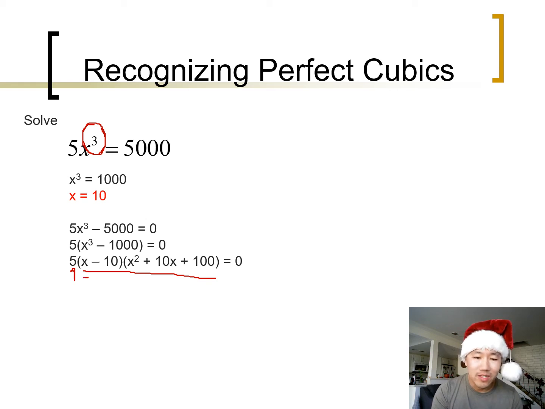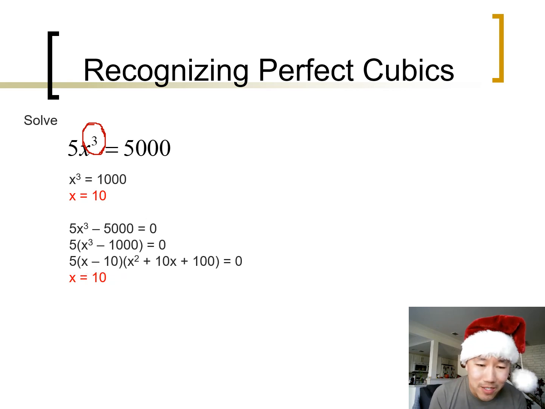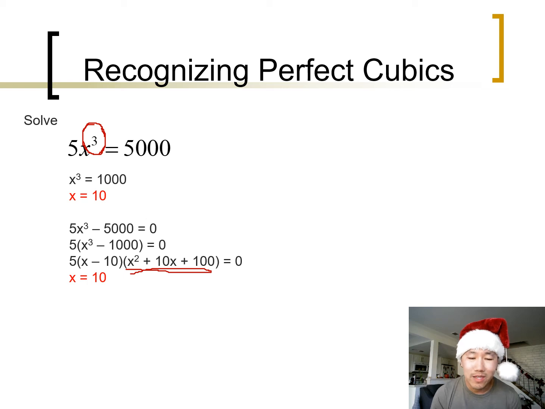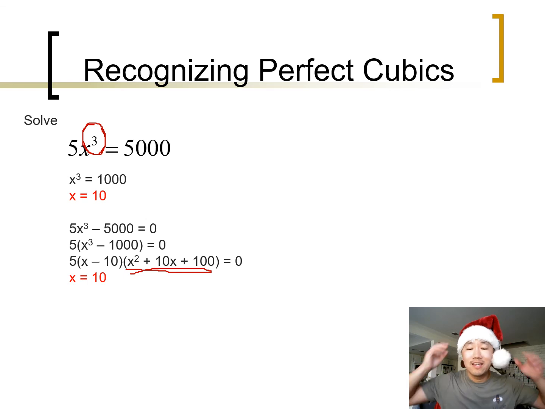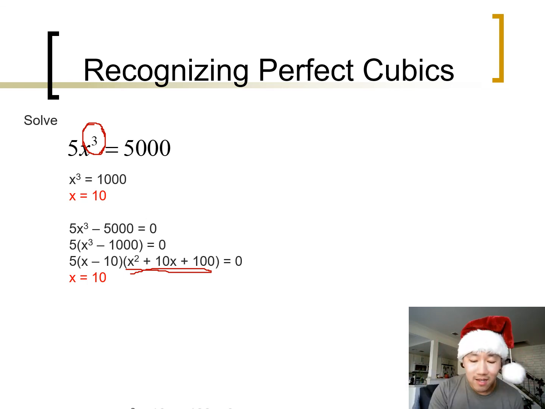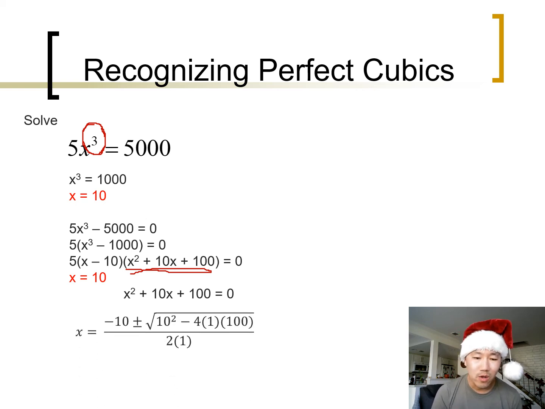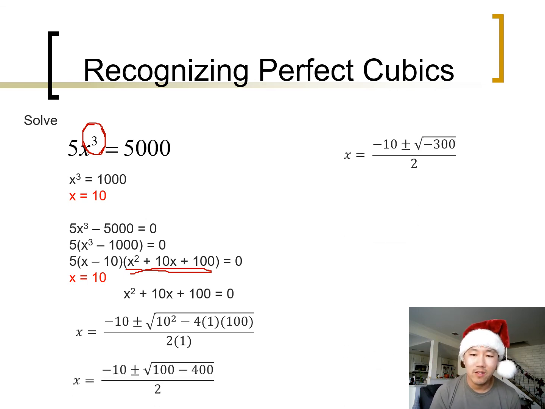And so now we actually get that first answer. If we set each parentheses equal to 0, we get that 10, which 5 minutes ago we were already able to get. But if you can see, this part will give us the other 2 answers we were looking for. Using what again? The quadratic formula. There it is, x squared plus 10x plus 100. Throw it in the quadratic formula. Simplify it a little bit. Simplify it a little bit more.